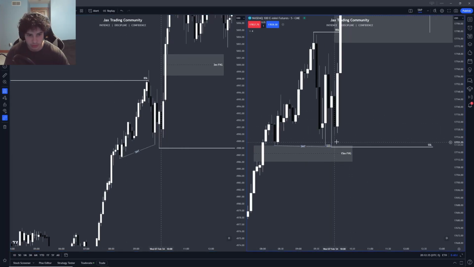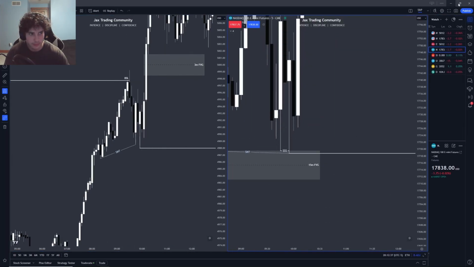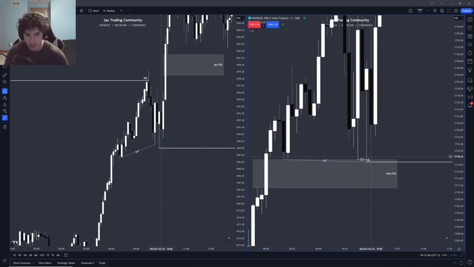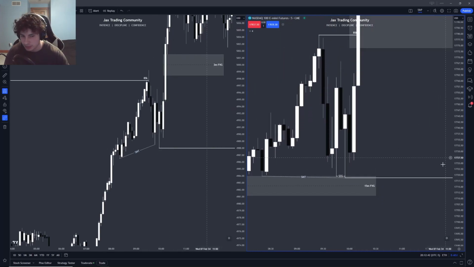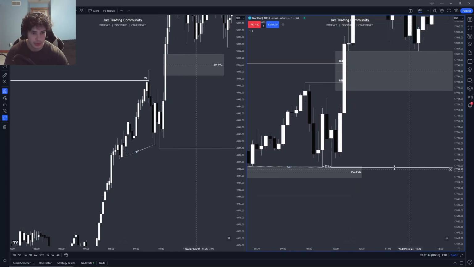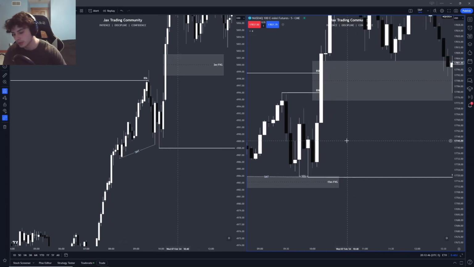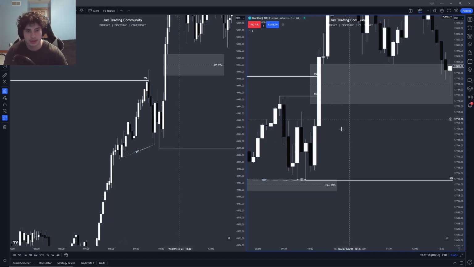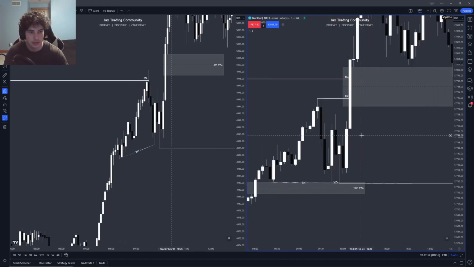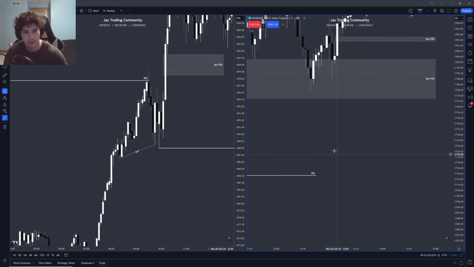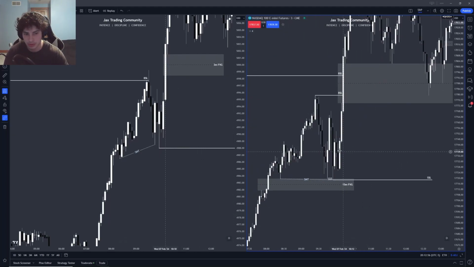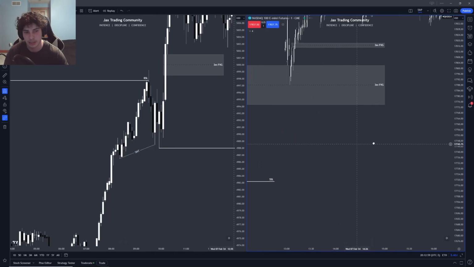We also, if you look very closely right here, we swept sell side, tapping into this 15-minute, and after that I knew we were going to bounce higher. So I saw this rejection. Now, the only problem with this move is that I never really got an entry.